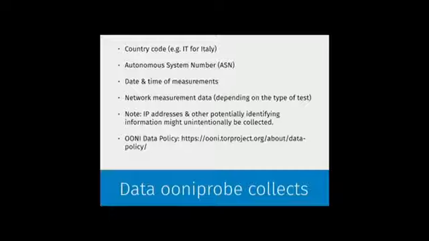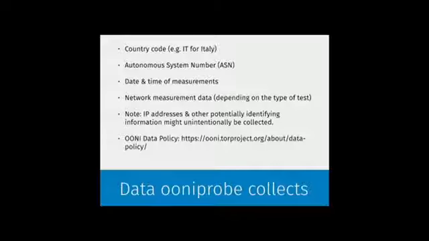So depending on the test, different forms of network measurement data are collected. These are the primary types of data that we collect. You can opt out from most of these. The only one that you can't opt out from is the date and the time of measurements. But for the rest, you do have the option to opt out.